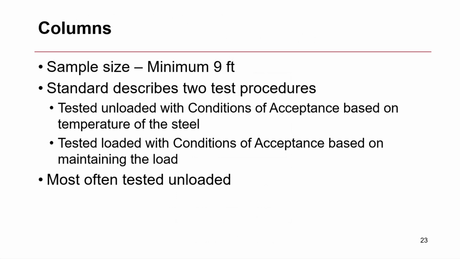So now let's turn our attention to columns, and most of what I said relating to beams would also apply here. The standard does have a minimum size of column, that being 9 foot in length, and the standard defines 2 test procedures. The first is to test the columns unloaded, with the conditions of acceptance being based on the temperature of the steel. The second is to test those columns in the loaded condition, with the conditions of acceptance based on the loading, or being able to maintain the load during the fire exposure test.